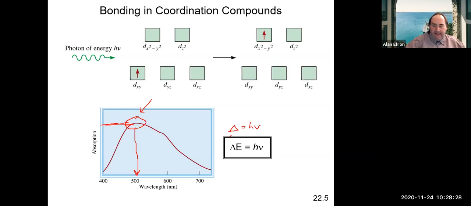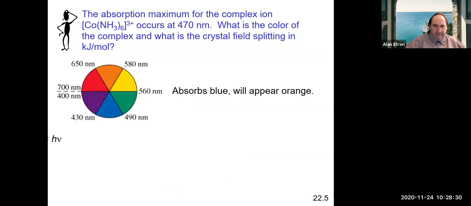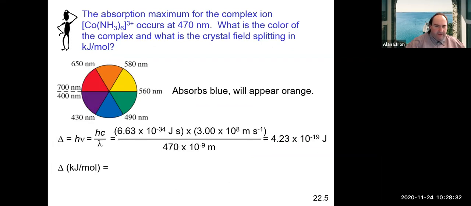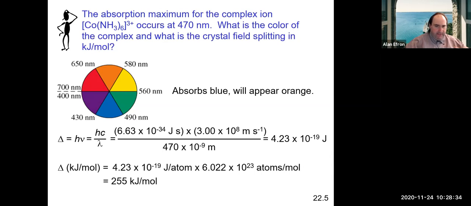So looking at an example here, which I think was filled in for you, we'll go through the calculation just to make sure everybody's on the same page. We have the absorbance maximum here for a complex ion. It occurs at 470 nanometers.